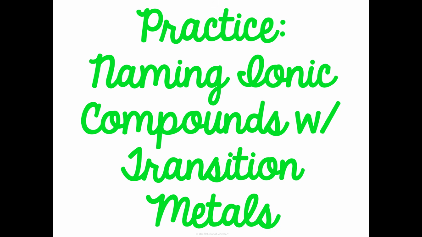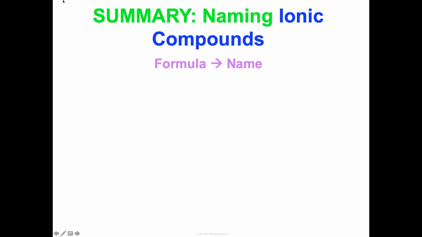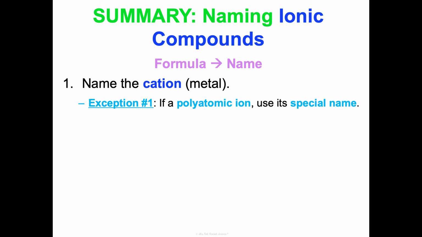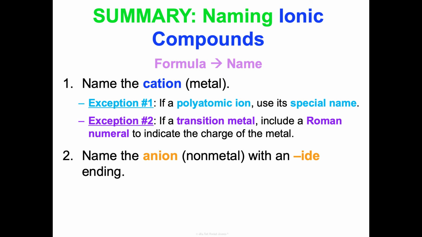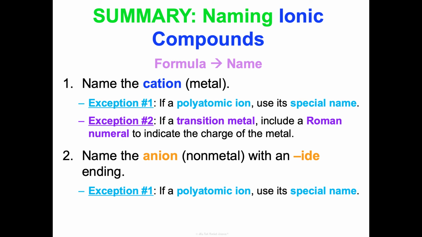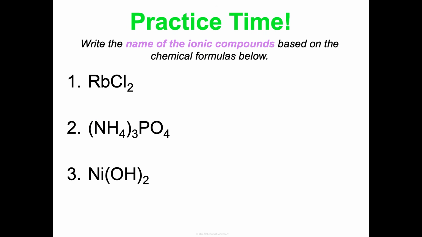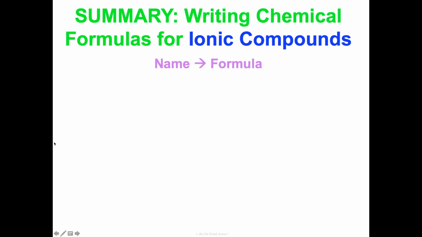And now just to kind of wrap this up, I just want to summarize everything we've talked about all in one spot. So let's do a summary of all the rules in one spot. So going from formula to name. First, you name the cation, which is the metal. Exception number 1, if it's a polyatomic ion, use its special name. Exception number 2, if it's a transition metal, you've got to include that Roman numeral to indicate the charge of the metal. Then you name the anion with an -ide ending, but if it's a polyatomic ion, you use its special name. Okay, let's refer to those summary rules. I want you to try 3 more practice problems, and then let's go through the opposite direction.